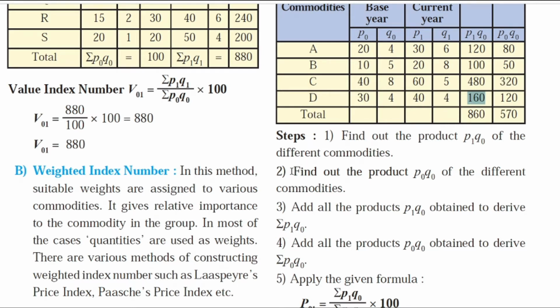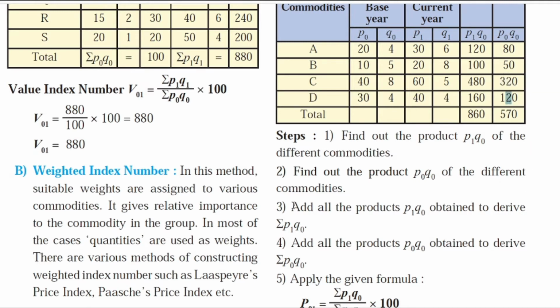The next step is very simple. Find out the product of P0Q0, so prices of base year multiplied by quantity of base year. Basically these are the two columns over here. We are going to multiply these two: 20 into 4 will get 80, 10 into 5 is 50, 40 into 8 is 320, 30 into 4 is 120. So now we have got the products.